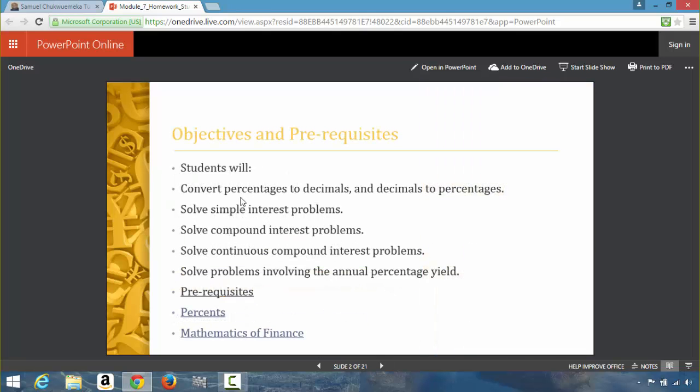In this video, we shall convert percentages to decimals and decimals to percentages. Then we shall solve simple interest problems, compound interest problems, continuous compound interest problems, and APY problems. APY means annual percentage yield.